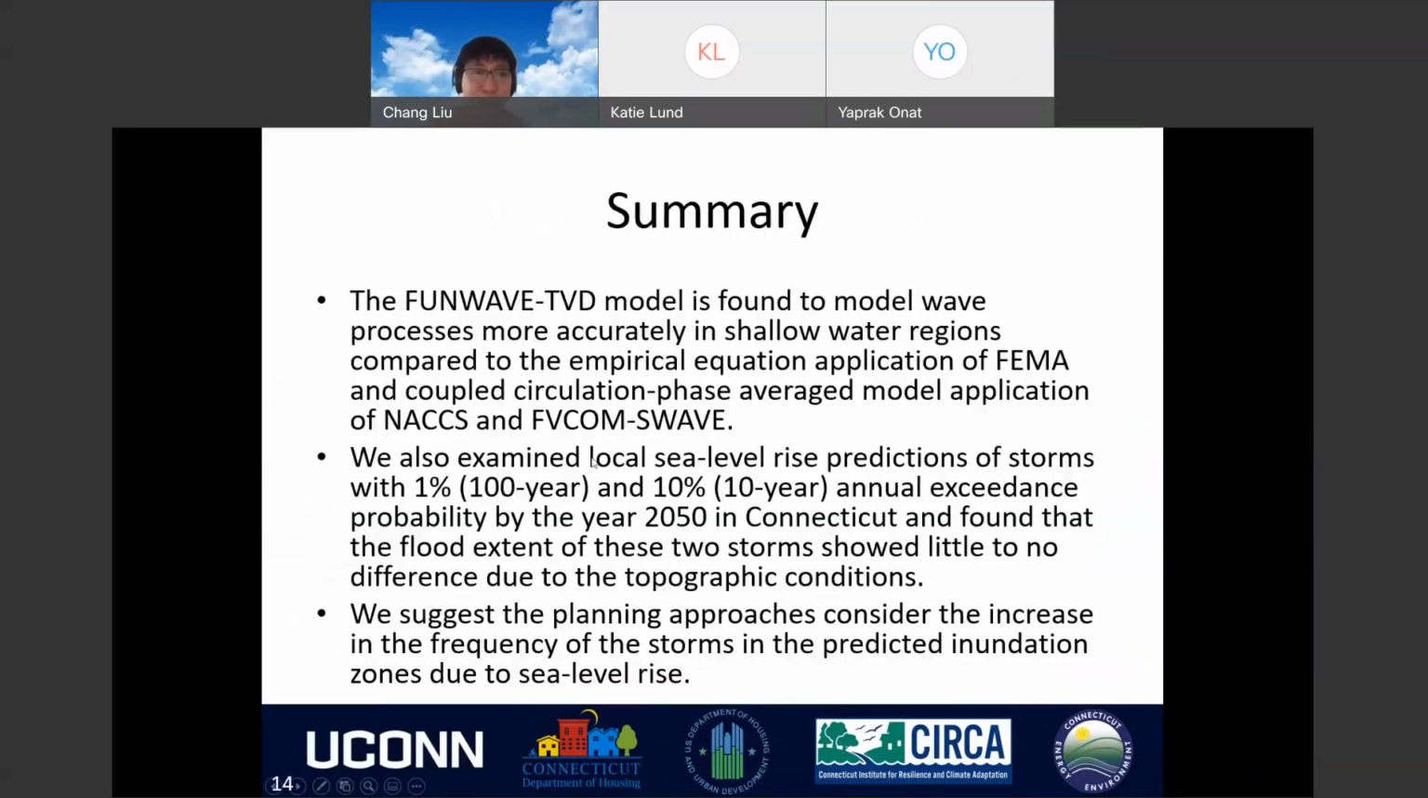Okay, to summarize what I talked about today, firstly, the FUNWAVE model. We believe it models wave processes more accurately in shallow water regions compared to the existing model products and the flood map products. And secondly, we also examined the local sea level rise of 100-year and 10-year scenarios, and found that the flood extent of the two storms showed very little to no difference in our complex topography due to sea level rise. And thirdly, we suggest planning approaches consider the increase in the frequency of the storms in predicting the flood zones due to sea level rise.